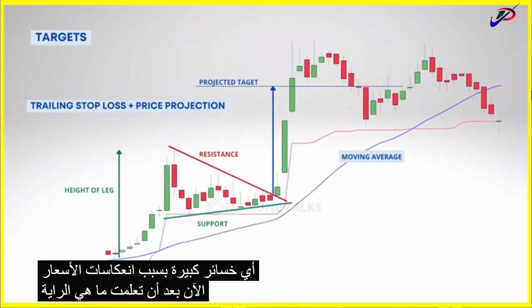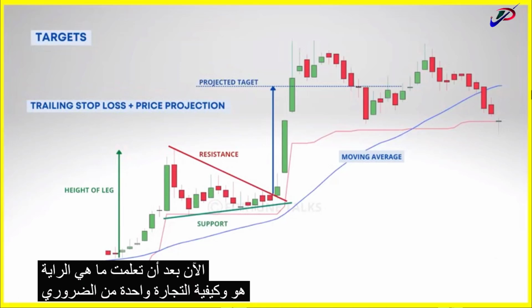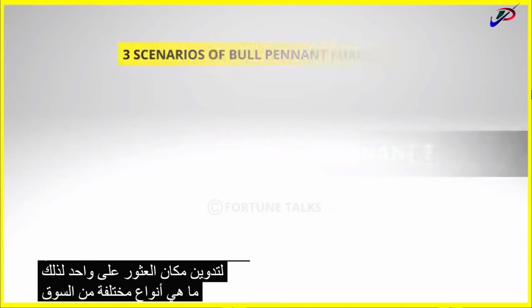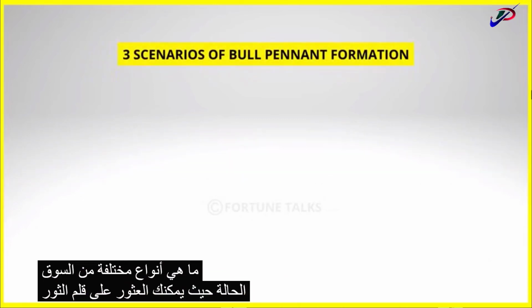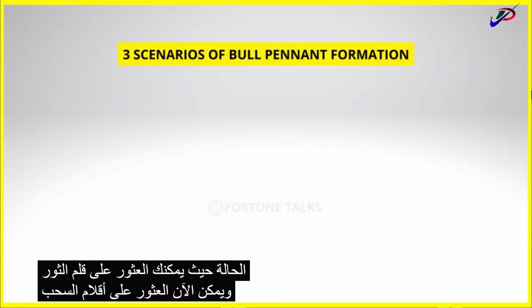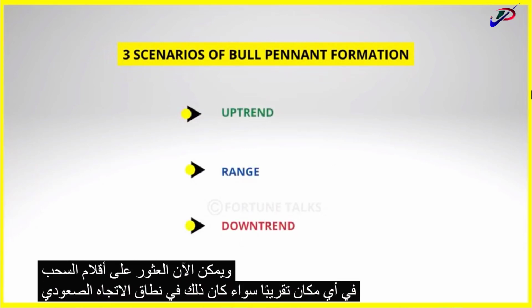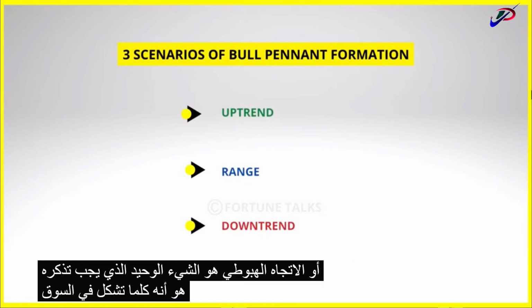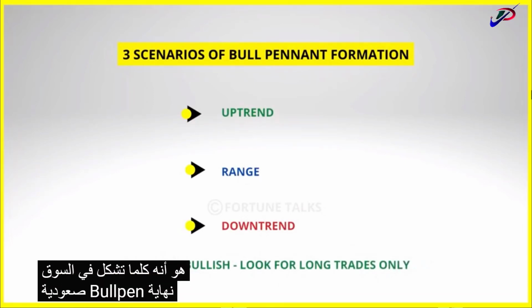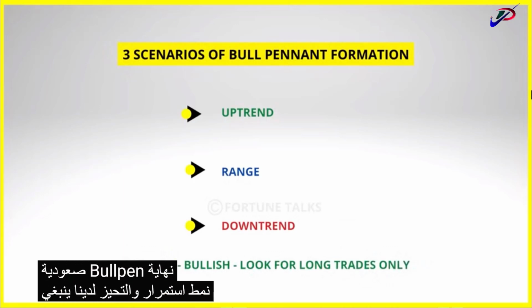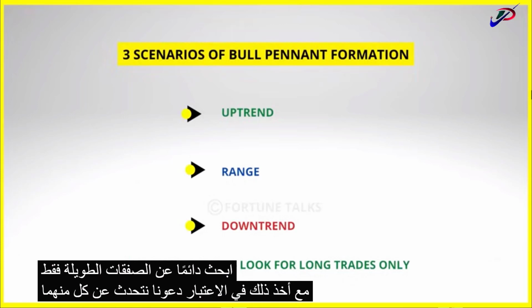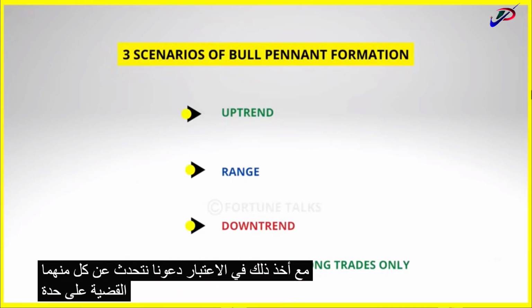Now that you have learned what a pennant is and how to trade one, it is essential to make a note of where to find one. So what are the different types of market condition where you can find a bull pennant pattern? Now, bull pennants can be found almost anywhere, be it in uptrend, range or downtrend. The only thing to remember is that whenever it forms in the market, the bull pennant is a bullish continuation pattern, and our bias should always be looking for long trades only. With that in mind, let's talk about each case separately.